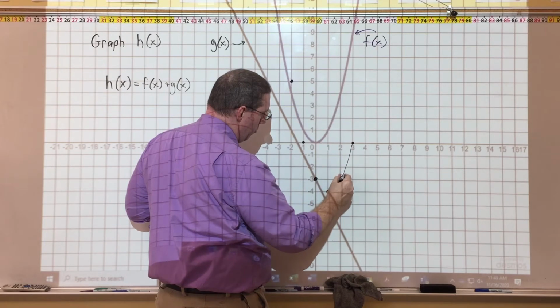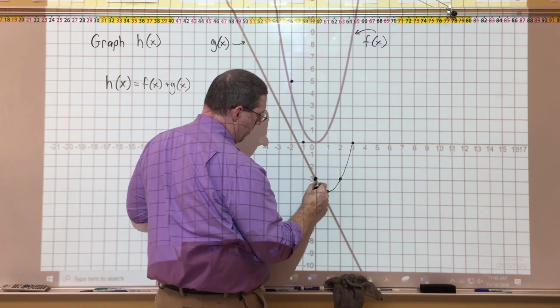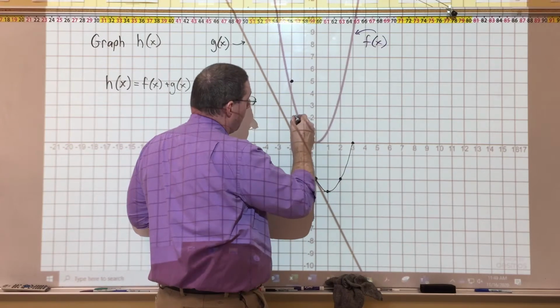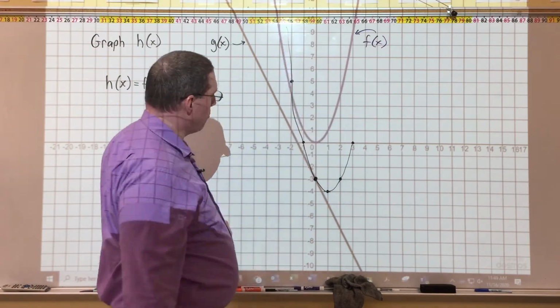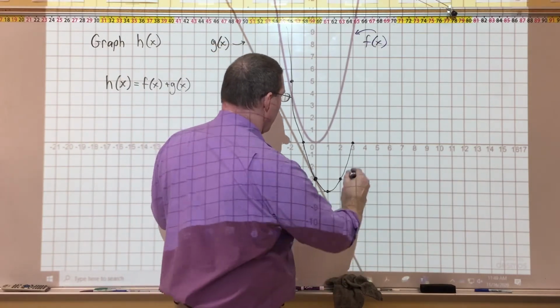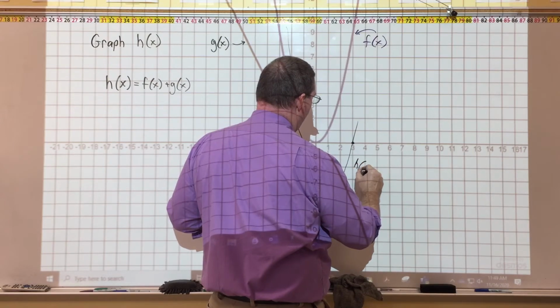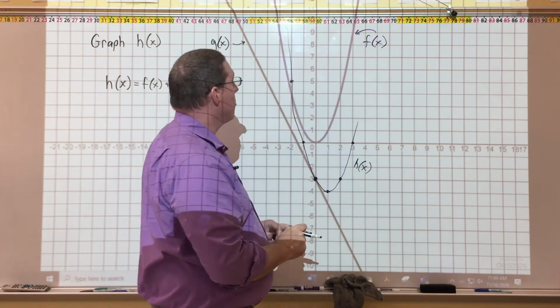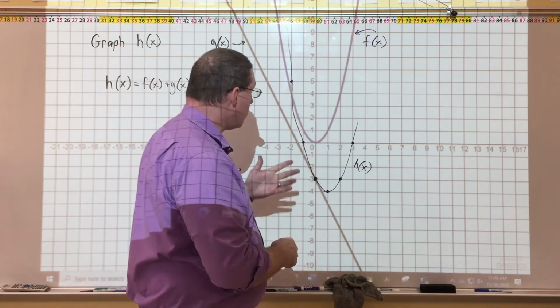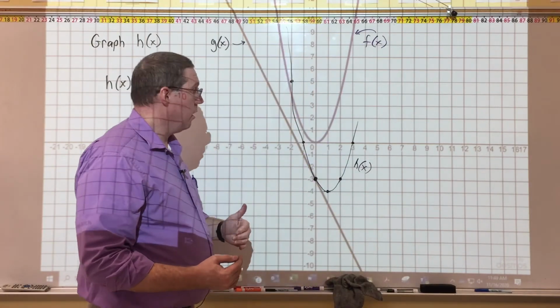We just got to go through all of the points. It's going to flatten out right here. And we can see that that is probably the shape of h of x. Okay? So this is, and it probably goes up this way. This is the graph of h of x. And that is doing composition functions, combining them together using graphs.